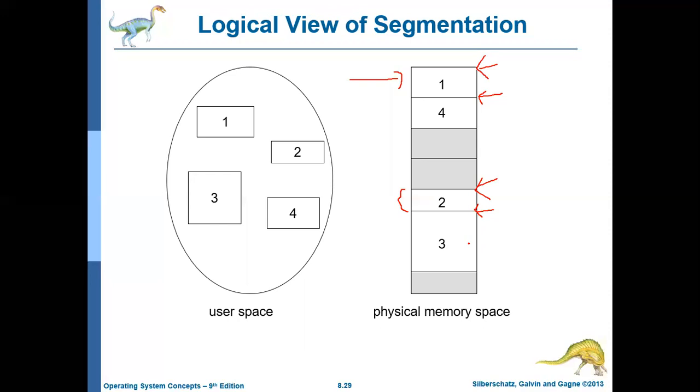But this is how the user or the programmer views the memory, right? So there should be someone who converts this logical address to physical address. That conversion process is called segmentation. Now let us see how this segmentation happens.